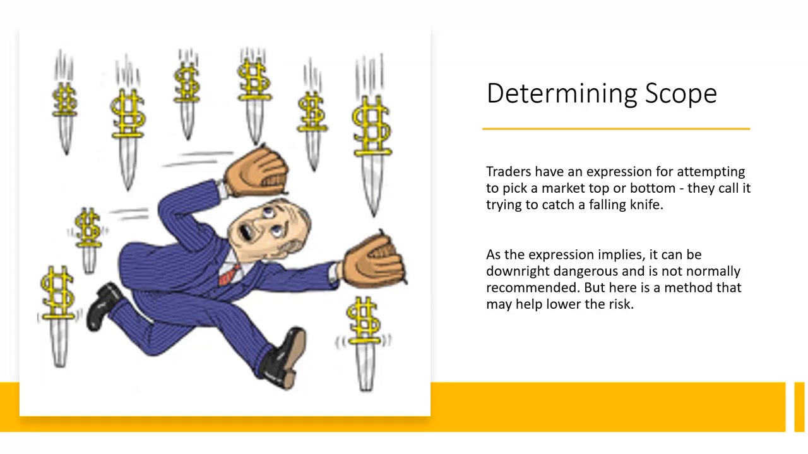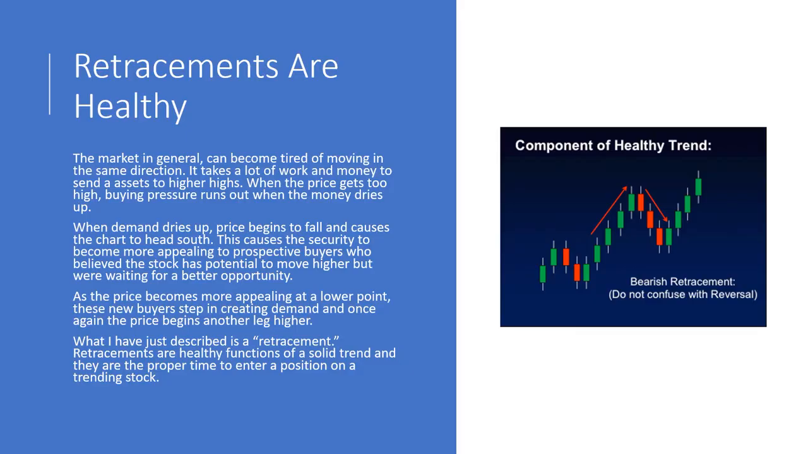Now, today's traders have an expression for attempting to pick the very bottom or very top of a market. They call it trying to catch a falling knife. And as the expression implies, it can be downright dangerous and is not normally recommended. Okay. Now, retracements are healthy. Keep this in mind. So the retracement is the push up and the ease back down. When the price is easing, it is retracing.